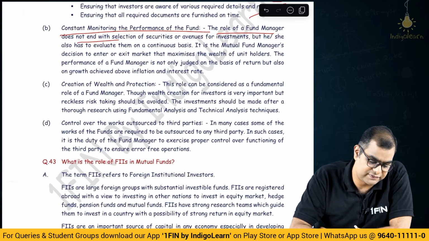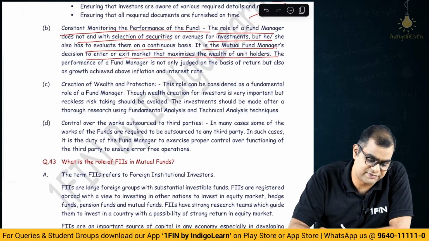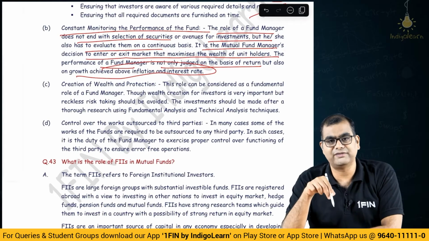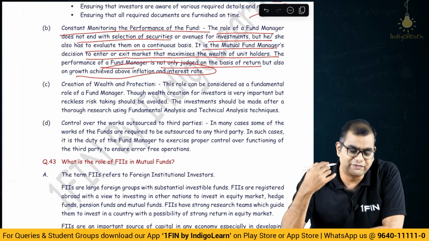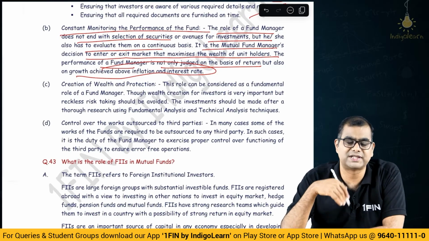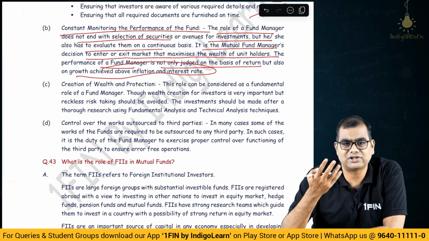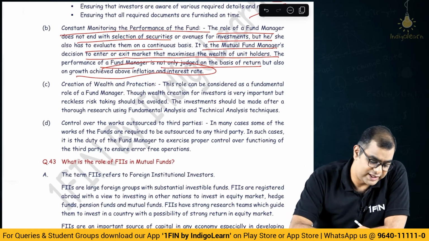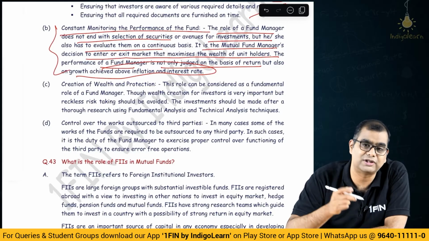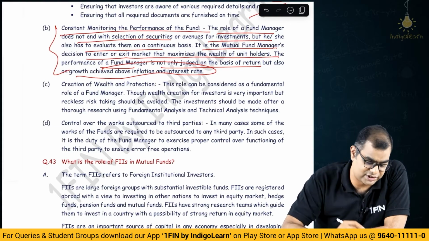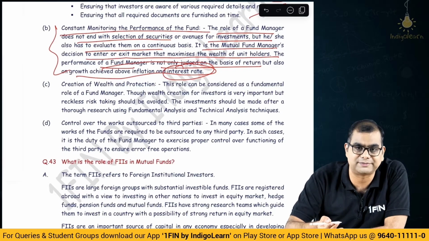The role of a fund manager is not only selection of securities for investment, but also to evaluate them on a continuous basis. It is the mutual fund manager's decision to enter or exit the market that maximizes the wealth of unit holders. The performance of a fund manager is judged not only on the basis of return but also on the growth achieved above inflation. Because when we invest in a fund, let's say the inflation rate is 5% and our fund gives only 6%, we have not beaten inflation. The value of money has not significantly gone up. We are not actually generating any great returns, right? So they have to constantly monitor and ensure that they generate returns that are higher than inflation rates or even higher than FD interest rates.